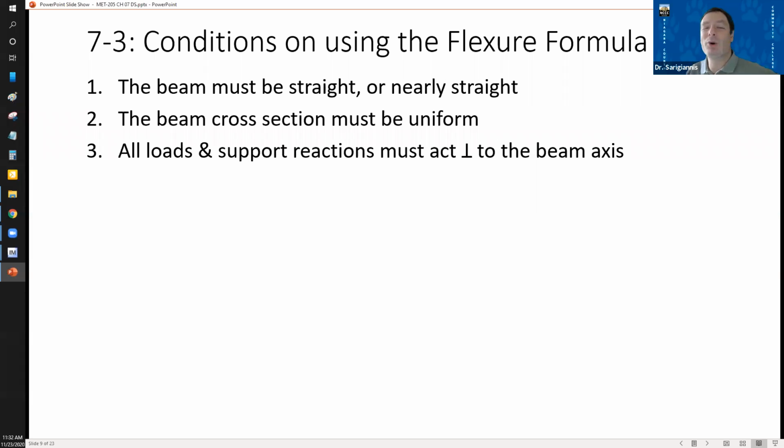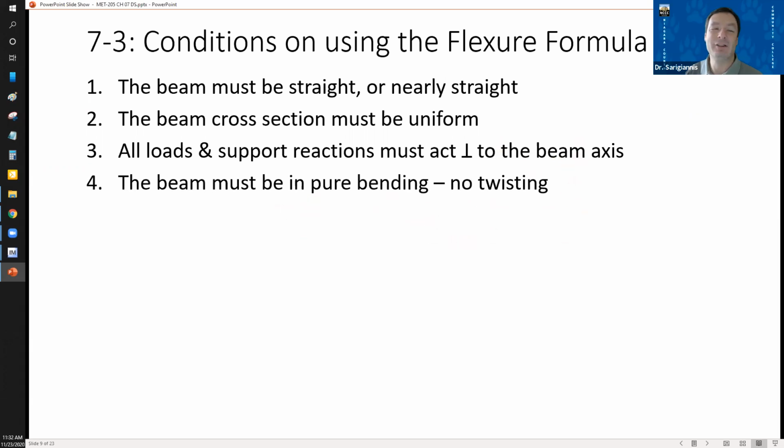All loads and support reactions must act perpendicular to the beam axis. So if your beam is running lengthwise this way, the support reactions have to be acting perpendicular to it, up and down, not at an angle. And the beam must be in pure bending, so no twisting of the beam is allowed to use this formula.